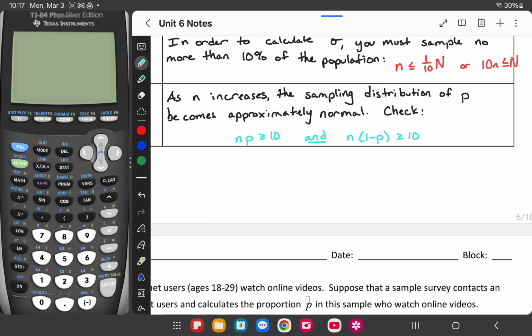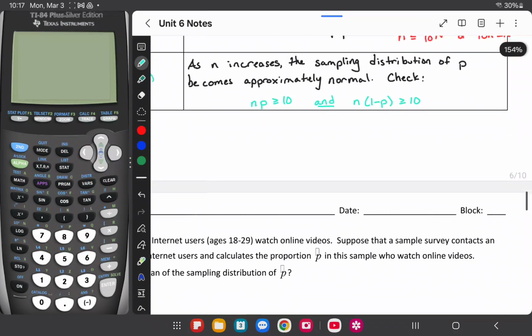So if you're wondering how large it needs to be, here's what you have to look at: n multiplied by p has to be greater than or equal to 10, and also n multiplied by 1 minus p must also be greater than or equal to 10. So let's look and see how we can use these in some context to answer some questions.